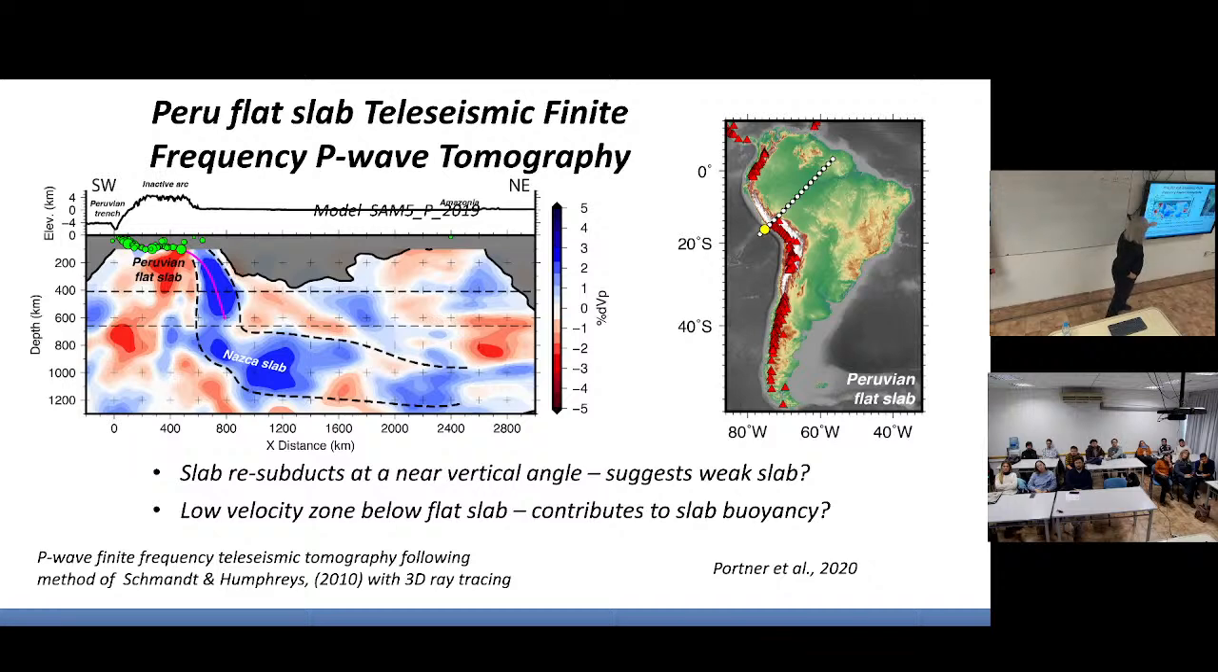So here in red is that low velocity zone, and you can debate how deep it goes, but it's really a low velocity right under the flat slab, holding it up. So when that slab bends and goes down vertically, to bend at 90 degrees seems like the slab has to be pretty weak. And maybe it's weakened from that low velocity under it, but it has to be strongly coupled at the top in order to scrape off the mantle lithosphere and push it out of the way.